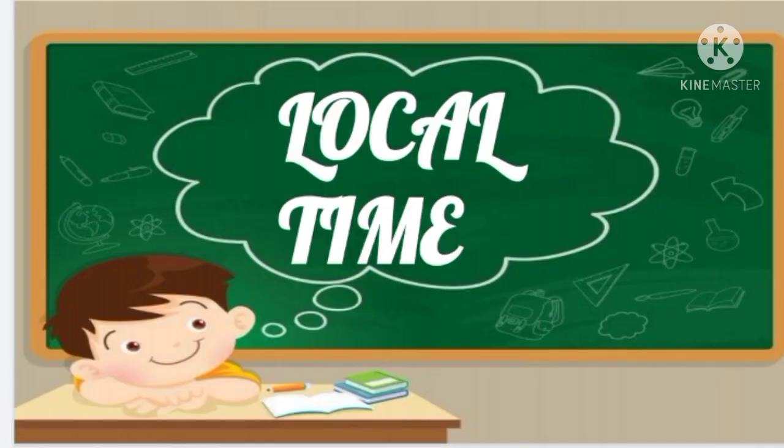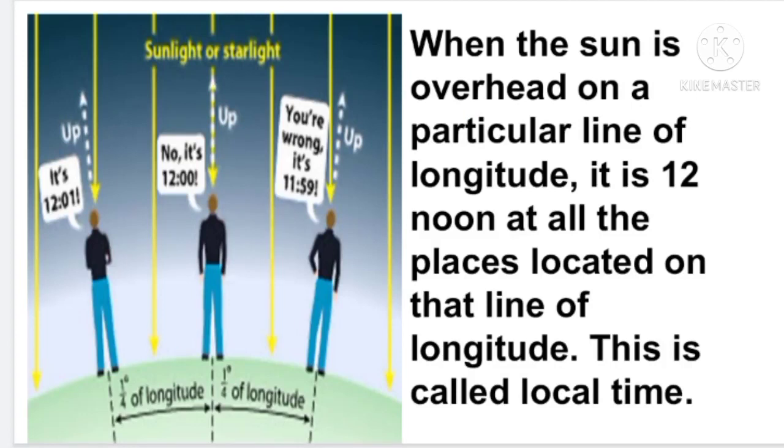Now let's see what is meant by local time. When the sun is overhead on the particular line of the longitude, it is 12 noon at all the places located on that line of longitude. This is called local time.